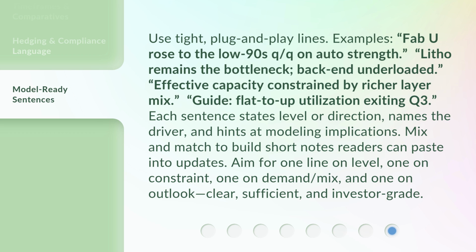Use tight, plug-and-play lines. Examples: "Fab U rose to the low 90s Q/Q on auto strength." "Litho remains the bottleneck. Back-end underloaded." "Effective capacity constrained by richer layer mix." "Guide: flat to up utilization exiting Q3." Each sentence states level or direction, names the driver, and hints at modeling implications. Mix and match to build short notes readers can paste into updates. Aim for one line on level, one on constraint, one on demand/mix, and one on outlook. Clear, sufficient, and investor grade.